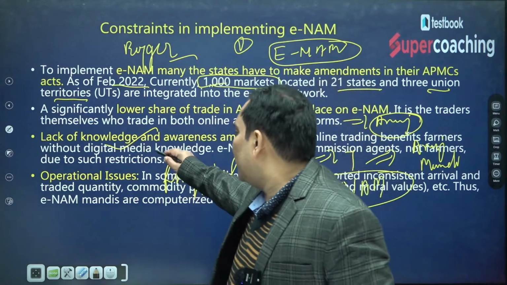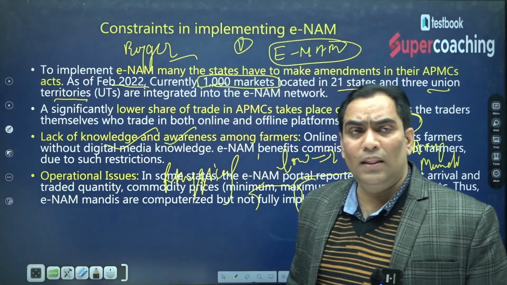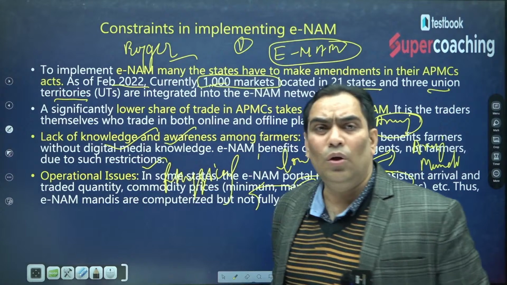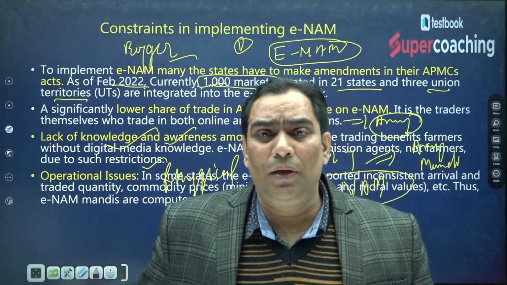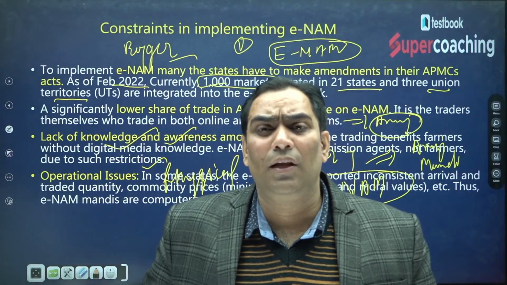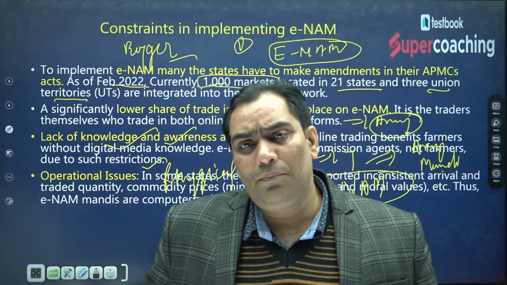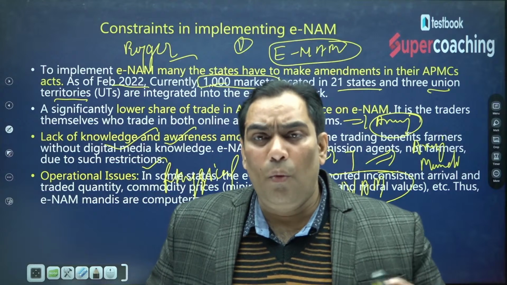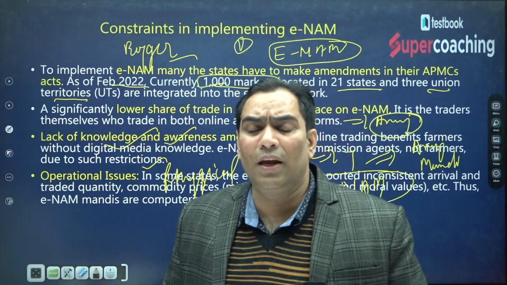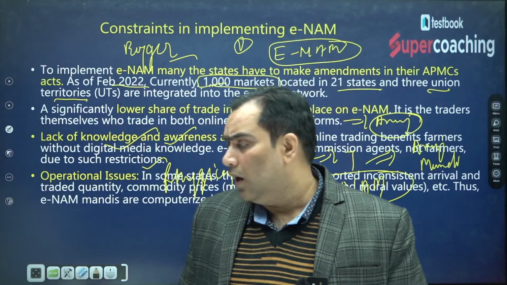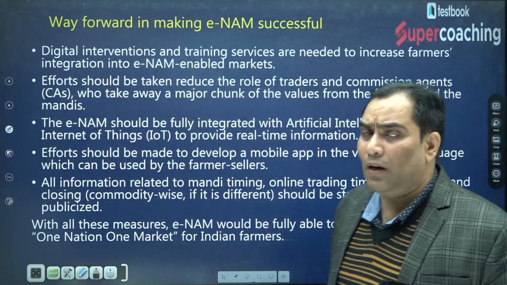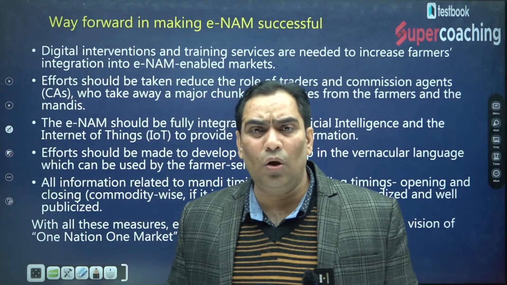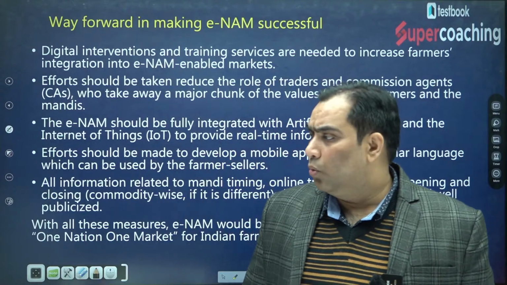This is because of lack of knowledge and awareness, and there are operational issues also. Those operational issues may be in the form of infrastructure, internet access, real-time demand and supply, and the opening and closing of the e-NAM market. So these are the issues. Now we are going to discuss what should be done to resolve these issues.